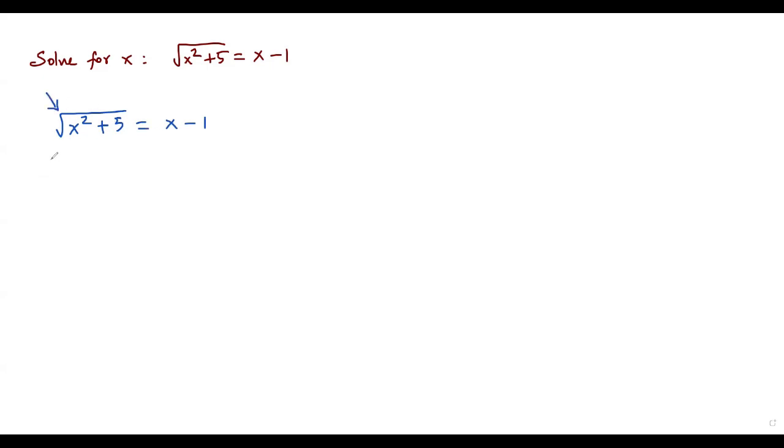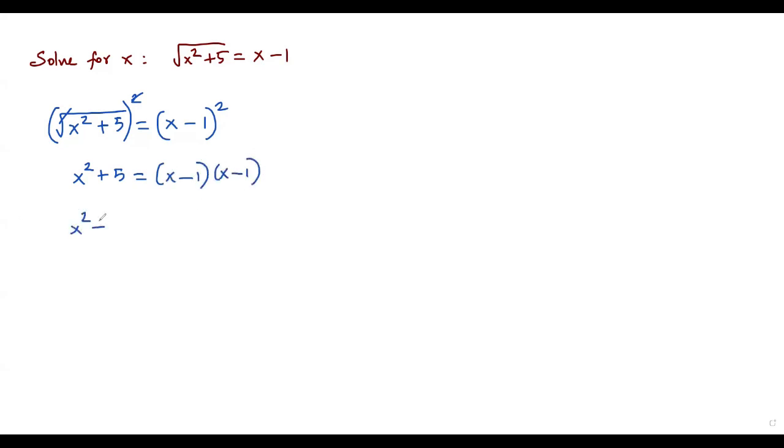To get rid of the square root on the left side, I have to square both sides of the equation. When I square both sides, the square root and square will cancel out. I'm getting x² + 5 on the left side. On the right side, we have (x - 1) the whole squared. Since the exponent is 2, we write the base x - 1 twice and multiply them, that is (x - 1) times (x - 1).